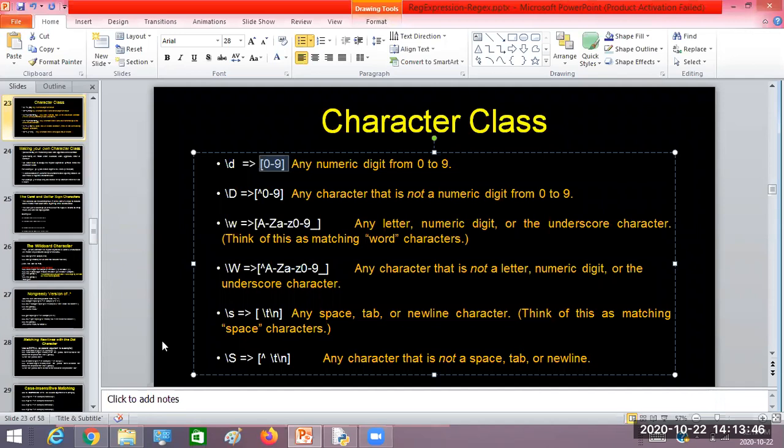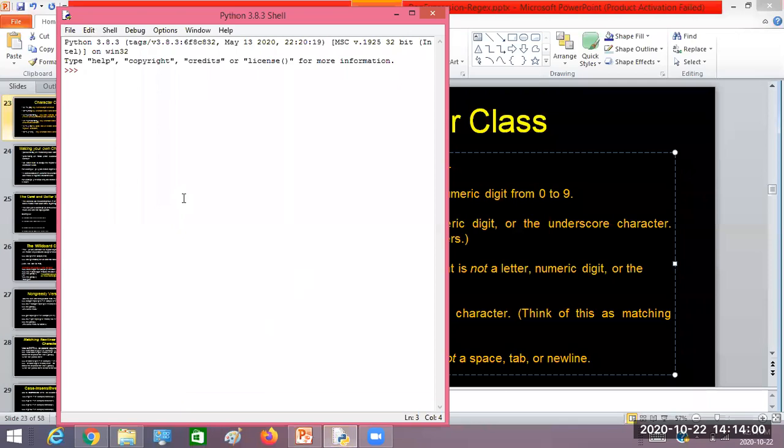Right. Okay, so these are the shortened character classes. Instead of writing this one, you can just write backslash d. Instead of writing this one, you can write capital D, which is going to match other than a digit. Right. So now let us understand these with examples.